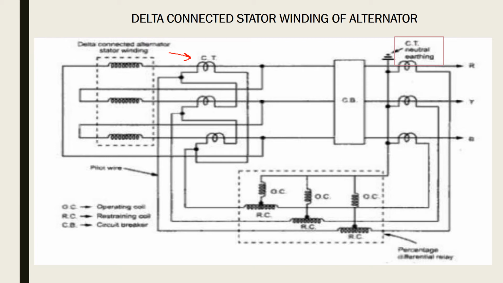This RC represents the restraining coil, OC represents the operating coil and CB represents the circuit breaker. Please note that the CT connections are arranged suitably for comparing the current with the generator ground point. And hence we need to consider what type of connection is done in the stator windings of the alternator, whether star or delta.